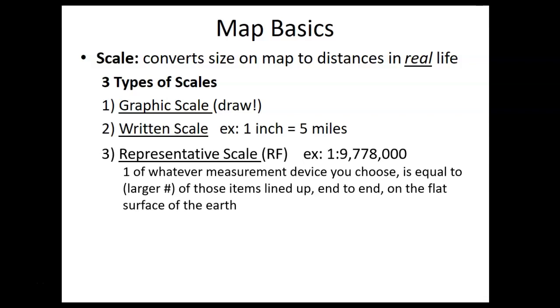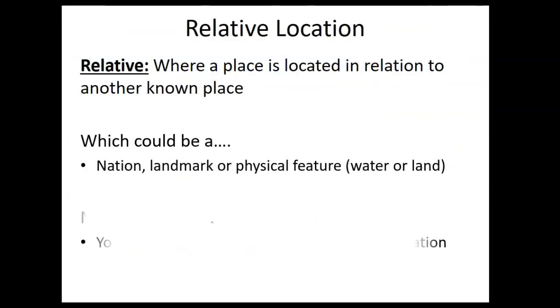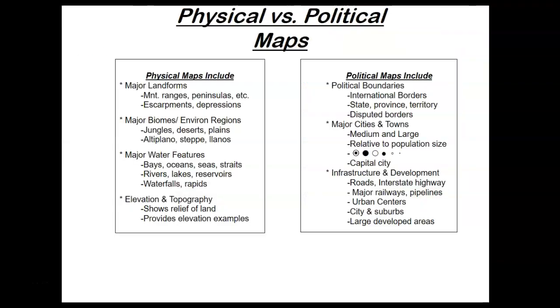All right, next section of your note taking is physical versus political maps. So for this section of your note taking, I'm going to cruise down here. Right there. All right, physical maps. What is going to be on your map? You would write down major landforms, and major landforms are like the mountain ranges, the peninsulas, escarpment. You'll learn about what that is in another lesson, or depressions and valleys.